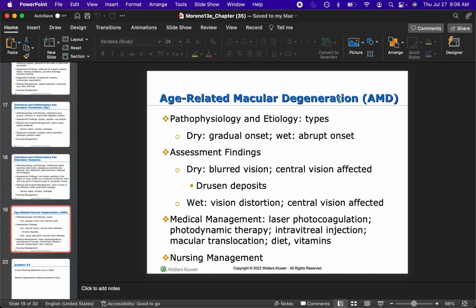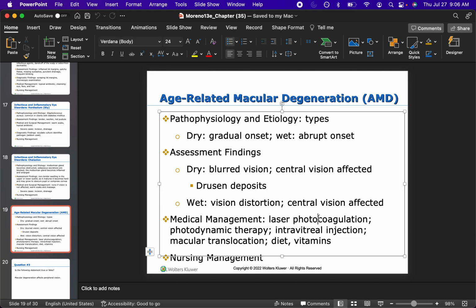So our age-related macular degeneration. There are different types. We have dry, which is a gradual onset, and then wet, which is abrupt onset. With dry, usually you have blurred vision and central vision affected. And then with wet, you have visual distortion, and your central vision is affected as well.